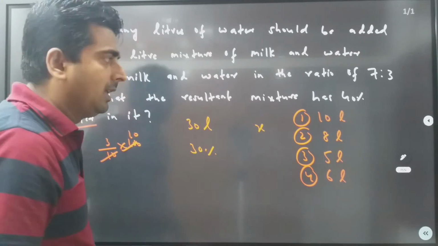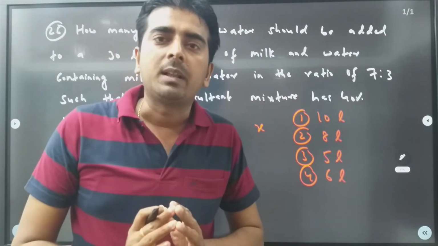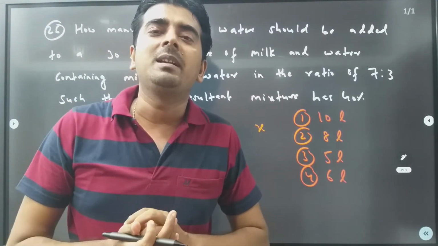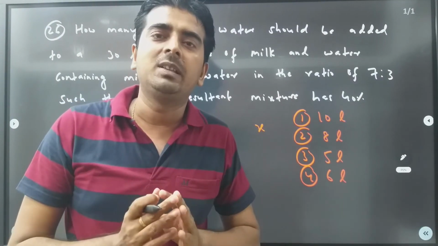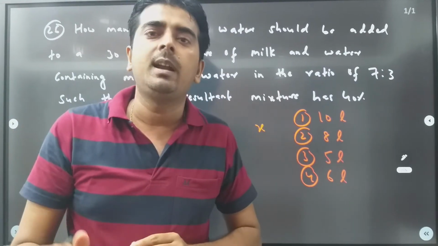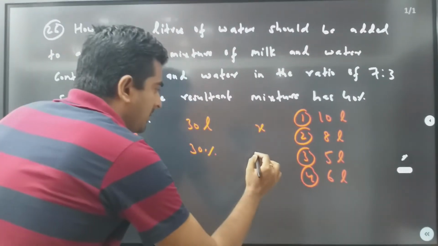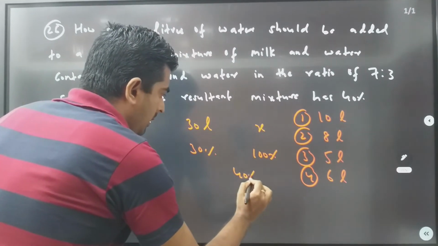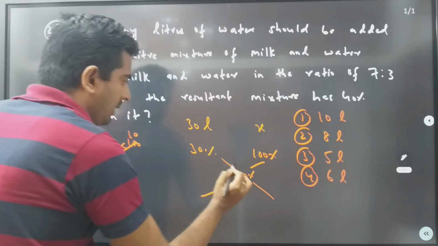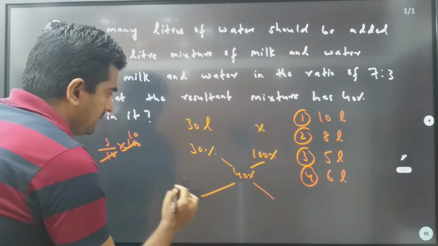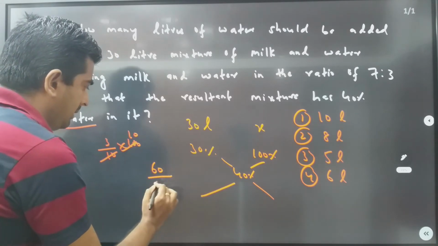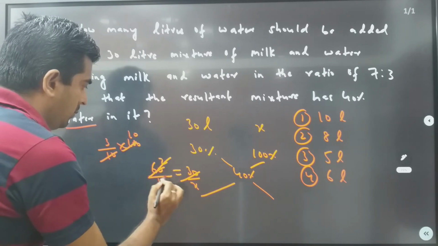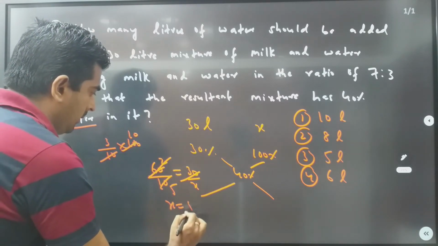How much water you are adding? X liters. Whenever you are adding water, water will be 100% only, right? You are taking milk, in that water is there, means it's a mixture, right? But whenever you are adding water, means you are adding pure water only. That means water is 100%. And overall water is how much? 40%. Do alligation, right? This is how much? 60 by 10 is equal to 30 by x. 3 2s are 6, 2 5s. X is equal to 5 liters.